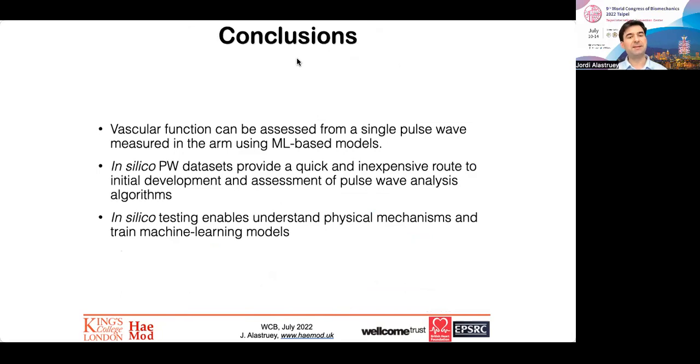In silico pulse wave datasets provide accurate theoretical knowledge of the anatomical and hemodynamic properties being examined, as well as the full control of the experimental error present in the input pulse wave data. As a result, in silico pulse wave datasets provide an alternative way for the development and preclinical testing of pulse wave analysis algorithms, including machine learning-based algorithms across a wide range of cardiovascular conditions and in a relatively quick and inexpensive manner. And lastly, in silico testing enables us to understand physical mechanisms underlying correlations observed from populations of real subjects and train machine learning models across a wide range of physiological conditions.